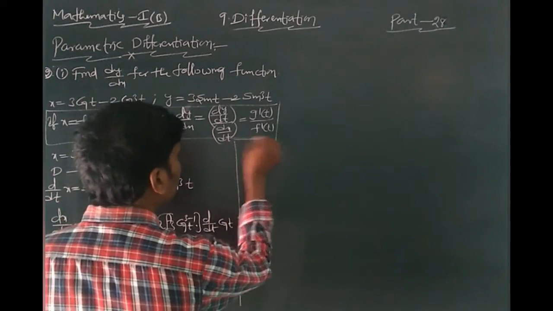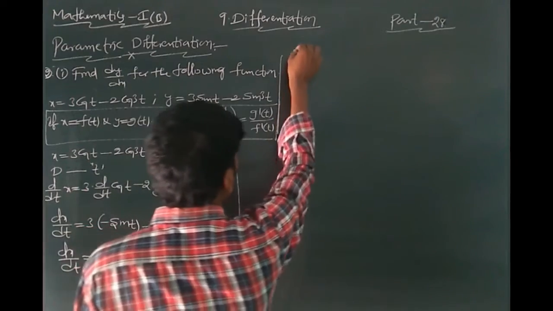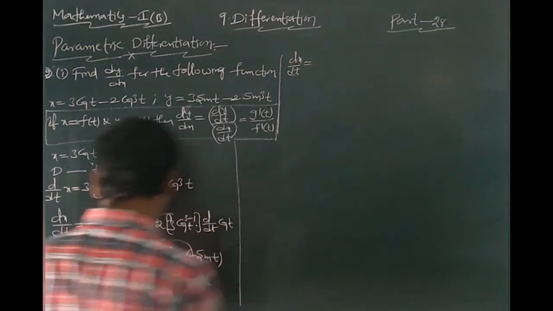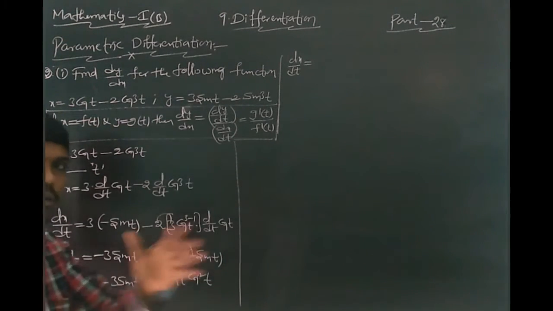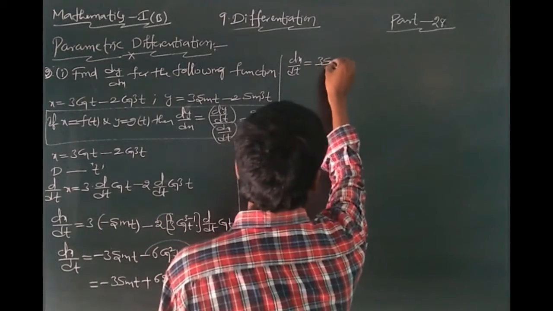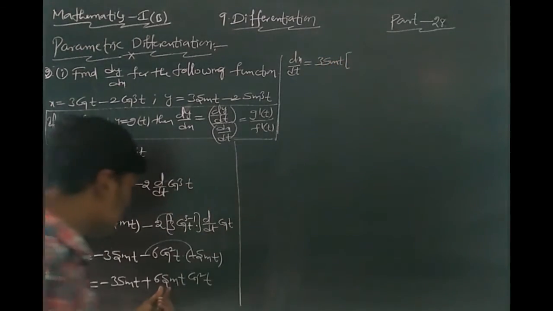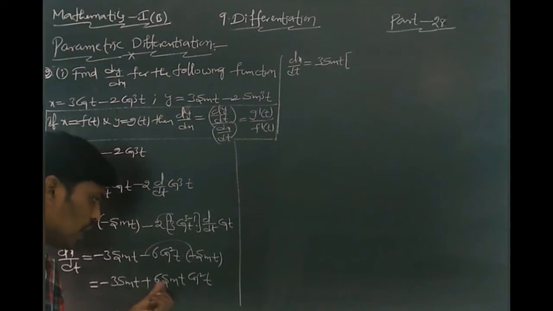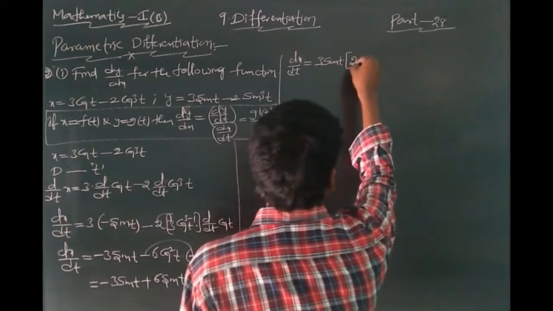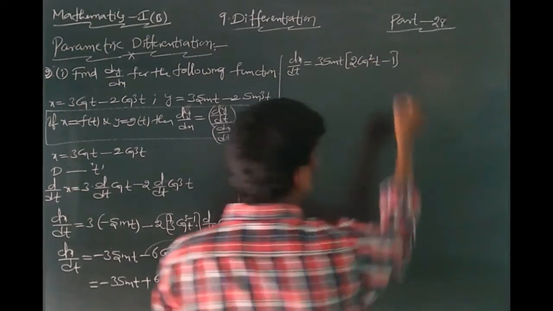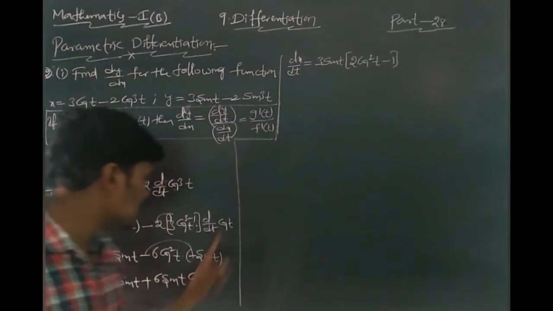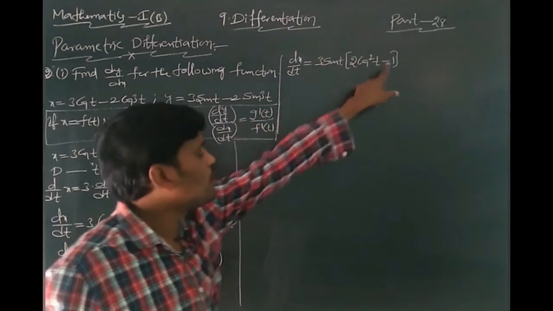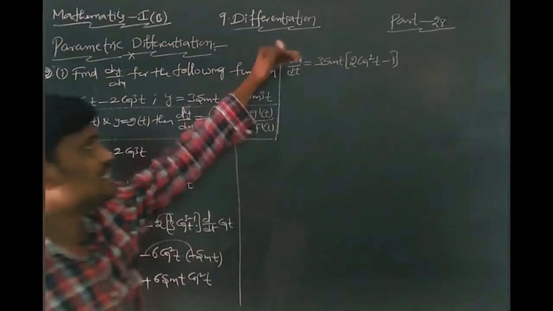After that, we can write dx by dt equals. In these two terms, which one is common? Here 3 is there, 3 2 6 is there, so 3 is common, sin t is common. You can take 3 sin t common in these two terms. You get 3 sin t common, and here 2 into cos square t is there, 2 cos square t minus 1. Let me explain once, students: 3 2 6 sin t into cos square t is there, and 3 sin t into minus 1 gives minus 3 sin t. This is dx by dt.